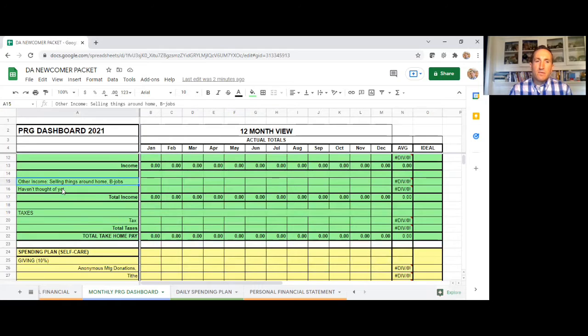Then I added this little section here as like other sources of income. So as my wife and I would sell things around the house to try to make money and declutter, sort of try to minimize things, we would sell things, and that money would also get added to our income plan so that we can get credit for all of that money.